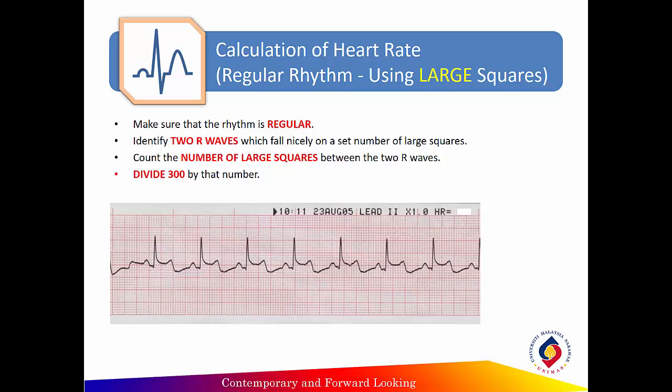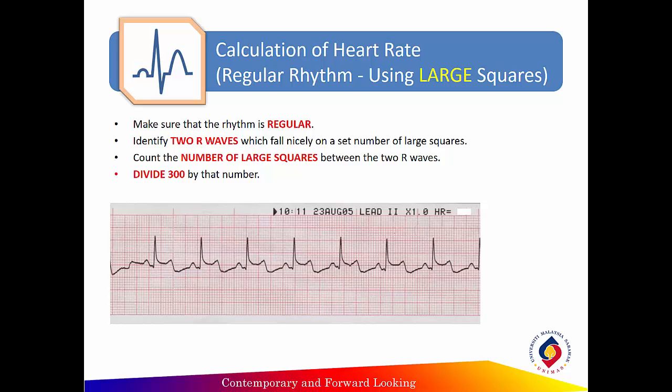The method of calculating heart rate on a rhythm strip differs depending on the regularity of the rhythm. For regular rhythms, where the R to R intervals are equal throughout the strip, the number of R waves within a 1-minute strip, which consists of 300 big boxes or 1,500 small boxes, can be estimated by means of the 300 and 1,500 formula respectively.